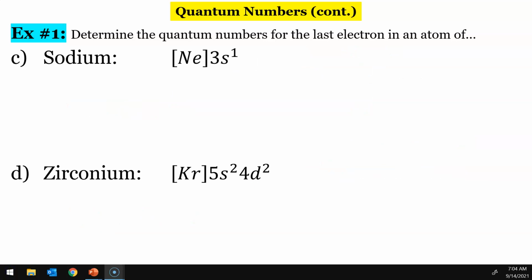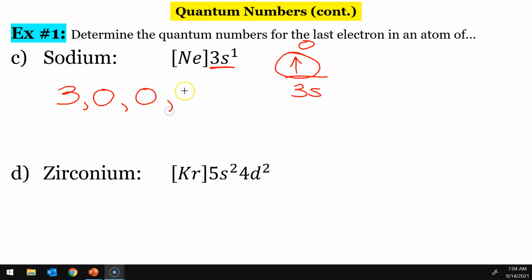All right, let's look at two more examples. Let's look at sodium and zirconium. Sodium is in the 3s, so the first number will be 3. S, that value that we pull from the table, is 0. 3s has 1 orbital, and there's 1 electron. So L in this case is 0. We just numbered the 1 orbital with a 0, so obviously the third number is going to be 0. And then we're spinning up, so it'll have a fourth quantum number of positive 1/2.